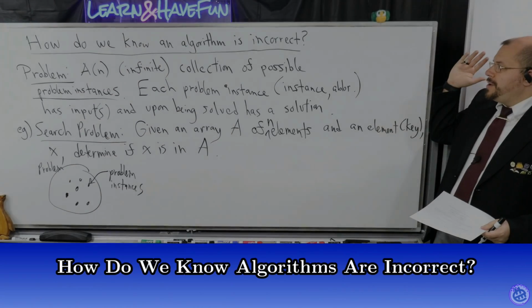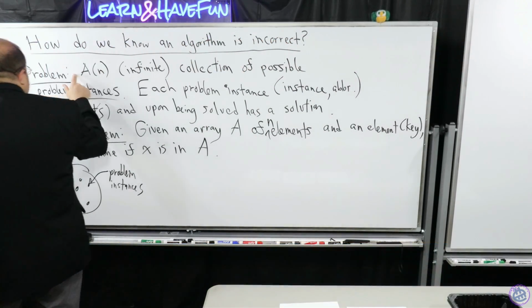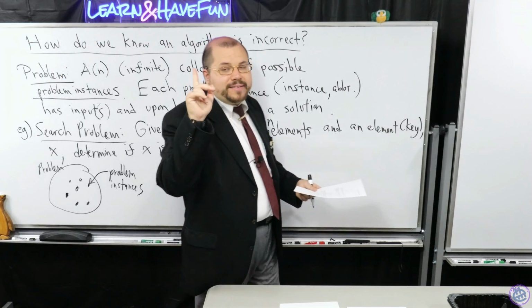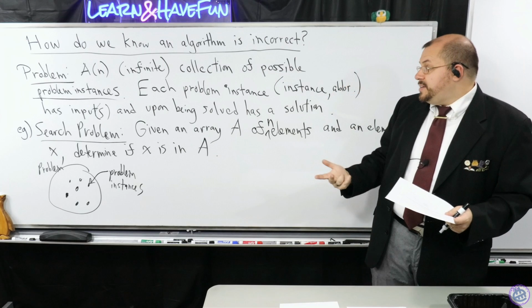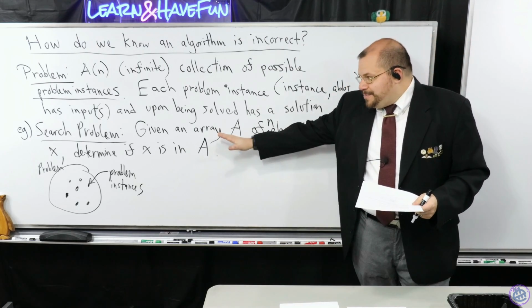So how do we know an algorithm is incorrect? Let's answer this question now. A problem is, you just think of it as a collection of possible problem instances. Each one has inputs and it has a solution, upon being solved. So for example, we have the search problem.